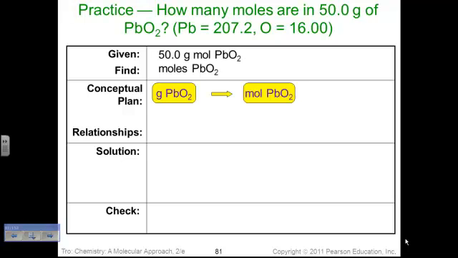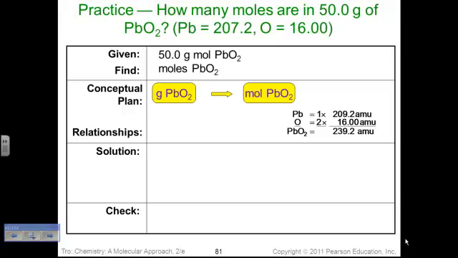Our conceptual plan: we have to turn grams into moles of our compound. Following the mole map, we can see that relationship relies on the term called molar mass. I often say formula weight. I think that might be a little more clear in what it is we're doing. Take the formula and add all the weights of the atoms that contribute to the entire compound.